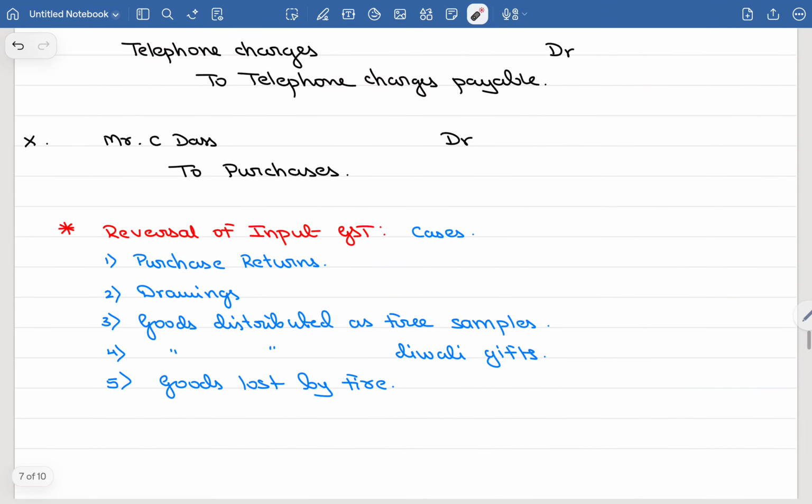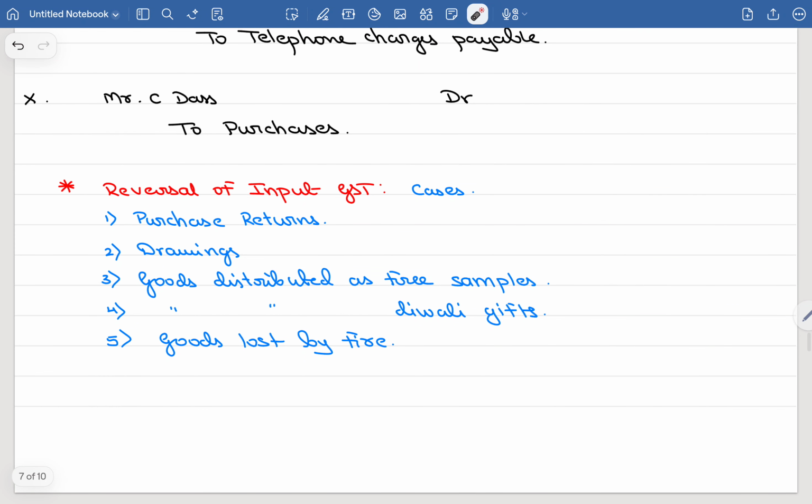So one last point we want to discuss in today's class: reversal of input GST. We have to reverse the input GST whenever there is a purchase return, and whenever there are drawings. What do you mean by drawings? When the owner withdraws goods for his personal purpose, in that case input GST which was debited earlier has to be credited. Reversal of input GST means you have to credit the input GST accounts. So goods distributed as free samples, you have to reverse.